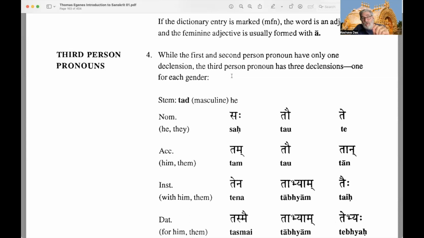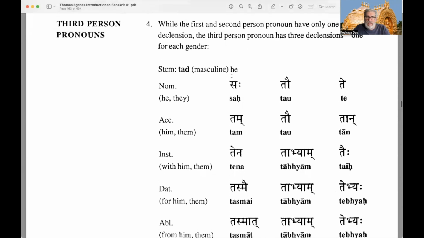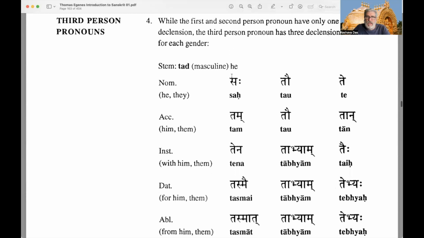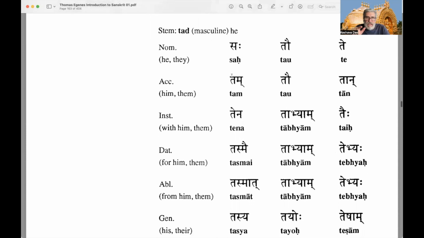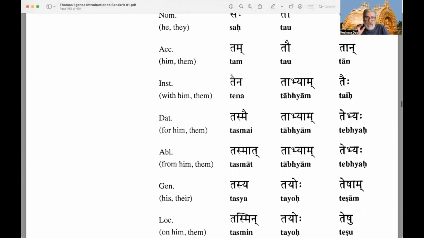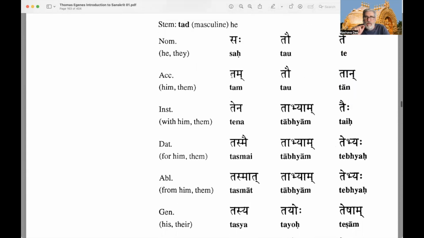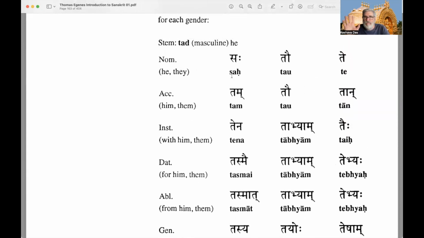And if we see a neuter one, we're going to say it, right? Or some form of it, from it, by it, right? So here we have, first of all, let's look at the different genders. So the first gender that we're going to learn is masculine. Then we're going to learn feminine and neuter as well. So here is the nominative, accusative, instrumental, dative, ablative, genitive, locative of he.